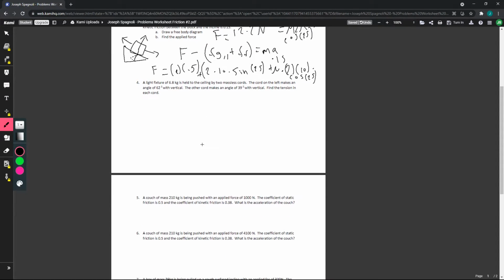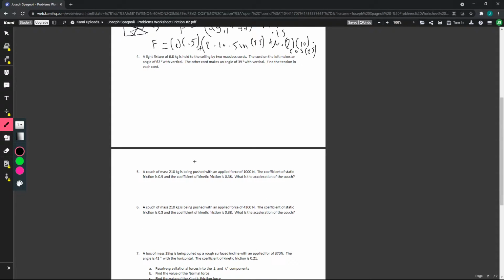Anyways, let's move on. A light fixture of 6.8 kilograms is held to the ceiling by 2 massless cords. The cord on the left makes an angle of 62 degrees with vertical. The other cord makes an angle of 39 degrees with vertical. Find the tension in each cord. Oh, this one's a fun one. I just did this one in class myself.